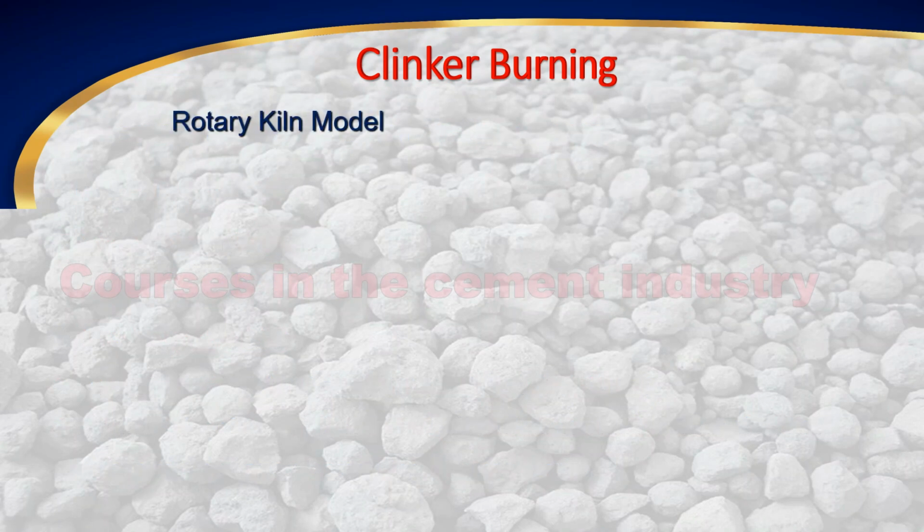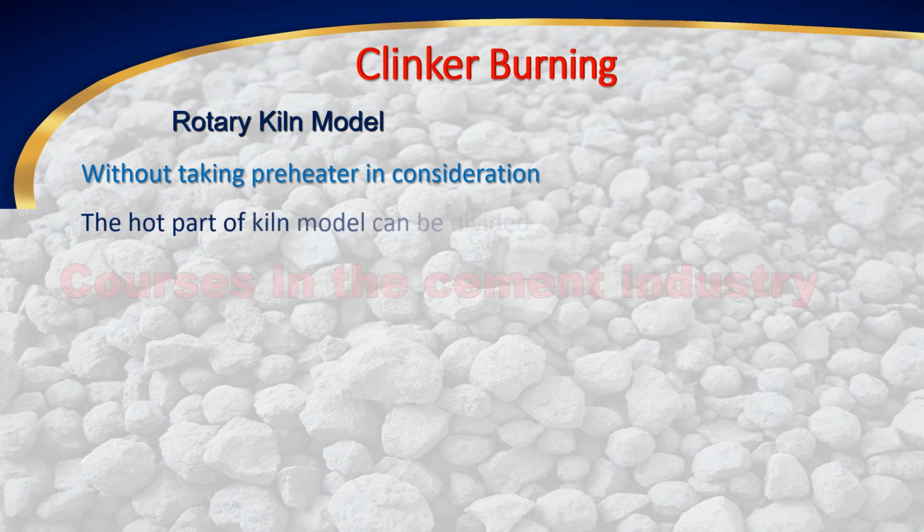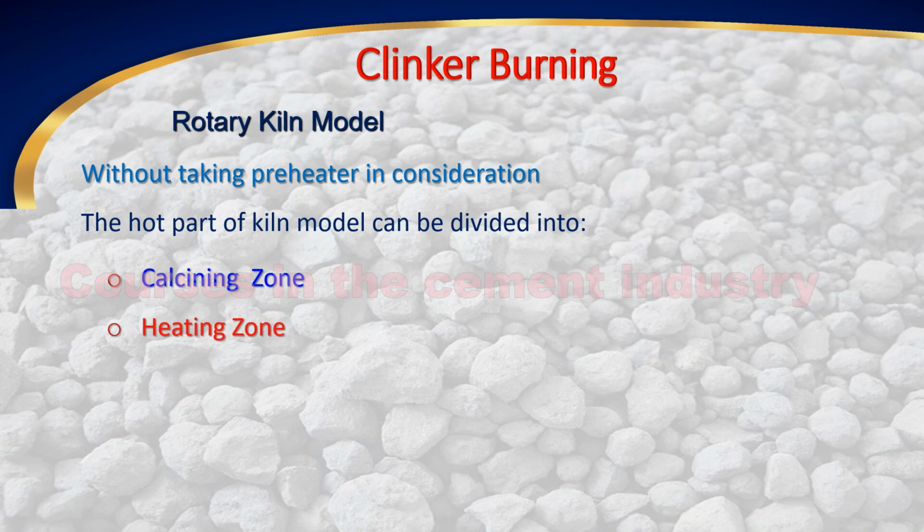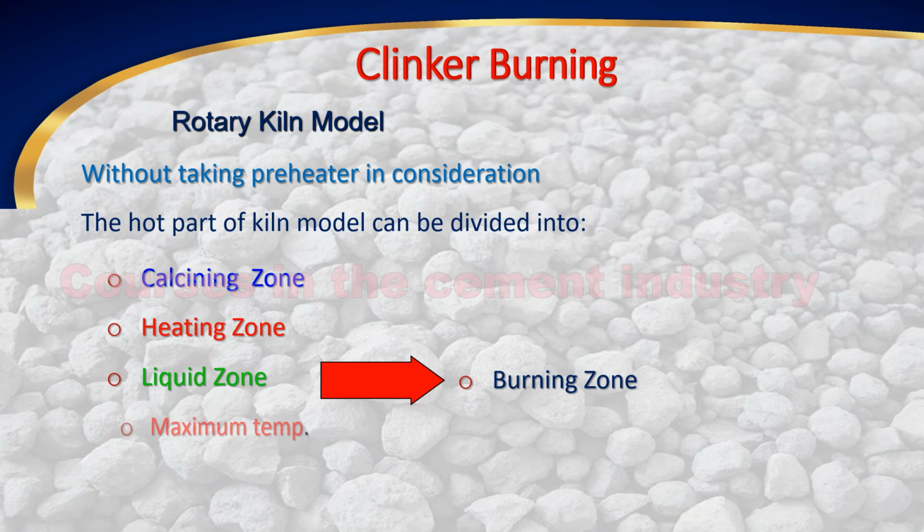Rotary kiln model, without taking the preheater into consideration. The hot part of the kiln model can be divided into 1. Calcining zone. 2. Heating zone. 3. Liquid zone. After the liquid zone starts, 4. Burning zone. 5. Maximum temperature. 6. Cooling zone.